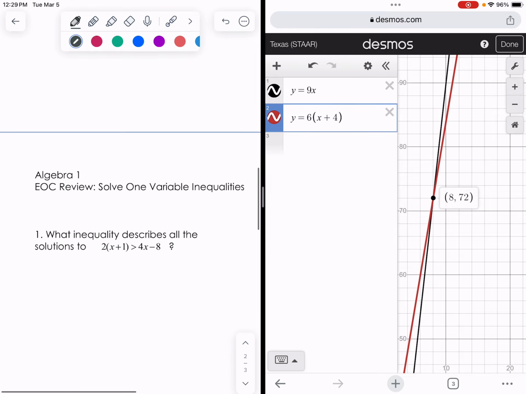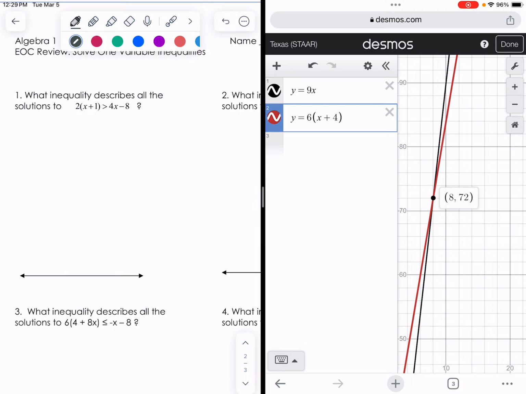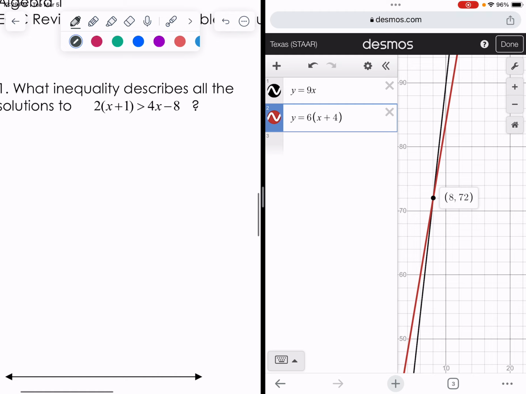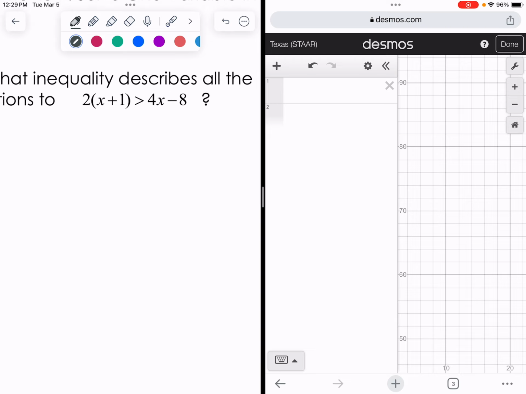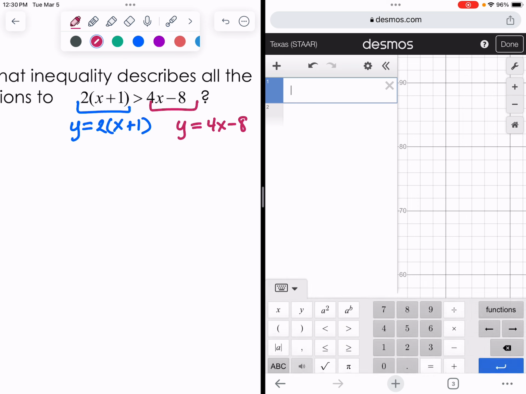All right, and so for inequalities, the Texas STAAR test mode doesn't let you type in inequalities. It won't graph those for you. And so it's a very similar method. And here's where I like to use colors because inequalities are a little more challenging. And so in blue, I'm going to type the left side, which is y equals 2x plus 1. And in red, I'm going to type the right side, which is y equals 4x minus 8.